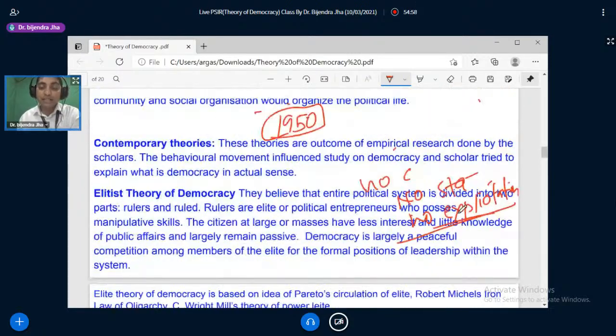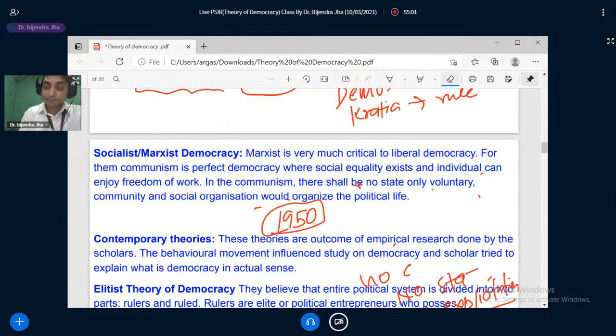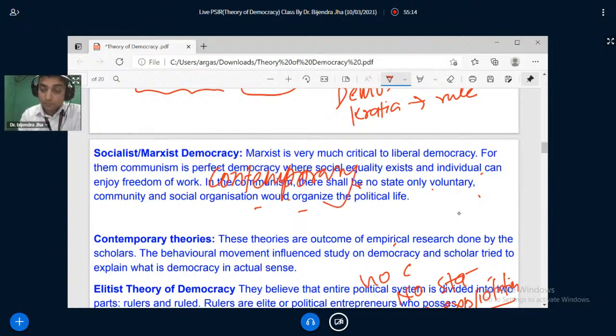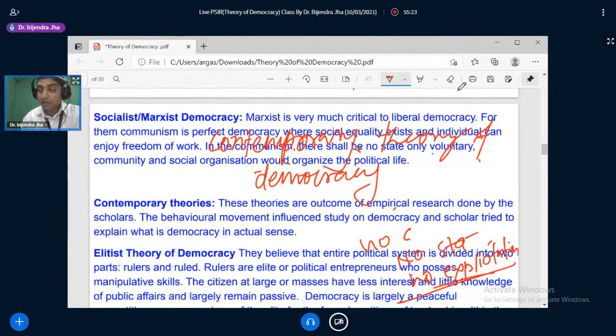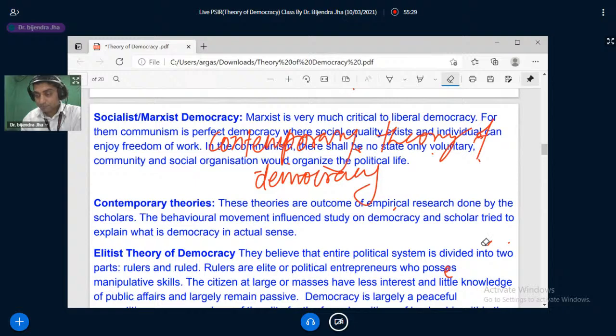And the second is pluralist theory of democracy, which we will talk about now. So the contemporary theory of democracy is of two kinds. Right, so we have two variations of contemporary theory that developed in the second half of the 20th century.